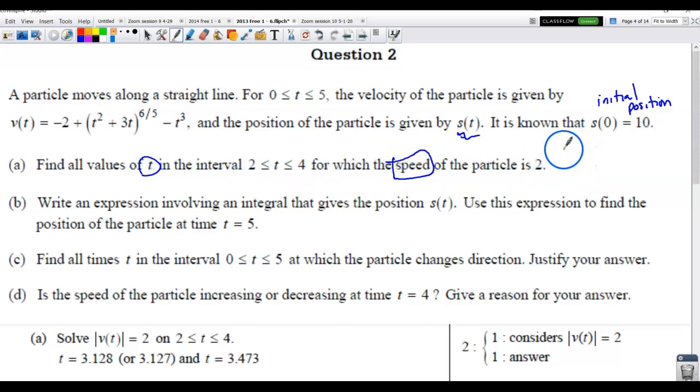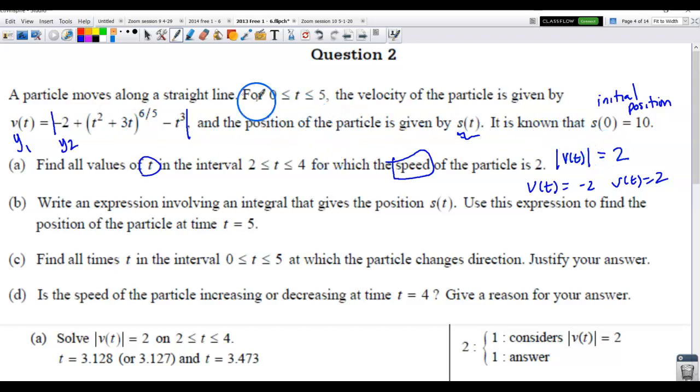Find all values t from -2 to 4 for which the speed of the particle is 2. So speed is the absolute value of velocity, so we're going to do absolute value of v of t equal to 2 on our calculator, or you could do v of t equal to -2 and v of t equal to +2. That's the same thing. So in your calculator, if you had this v of t in y1, then for y2, you could just put absolute values around y1 and then figure out where that graph intersects with the line y equal to 2.